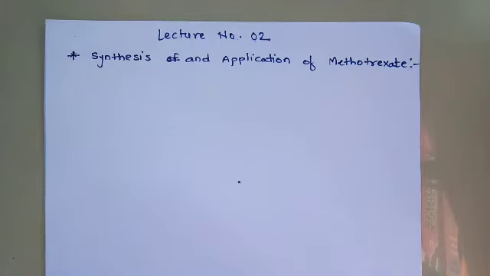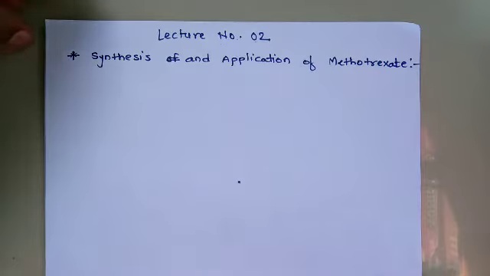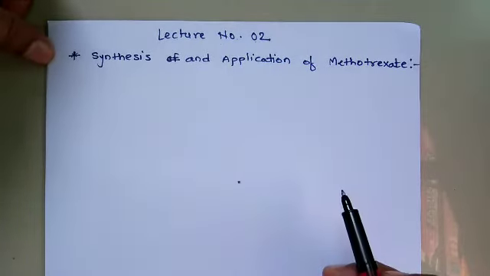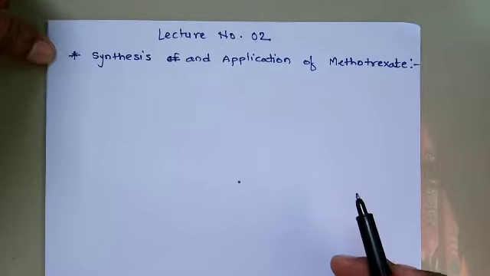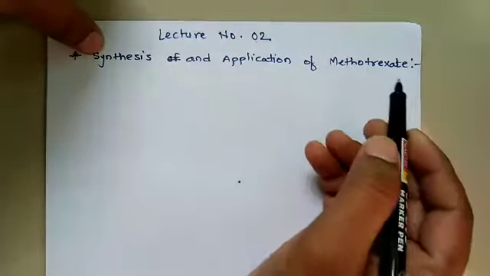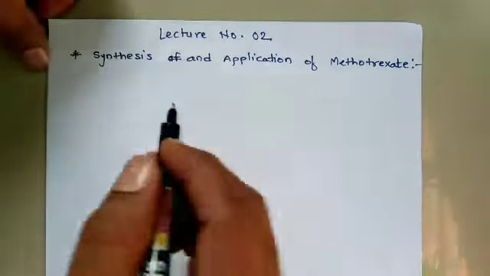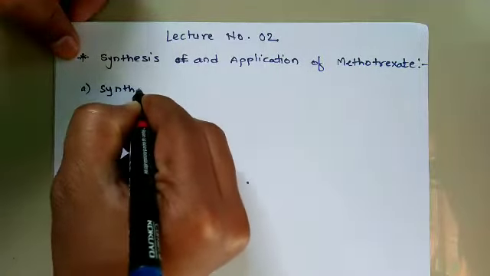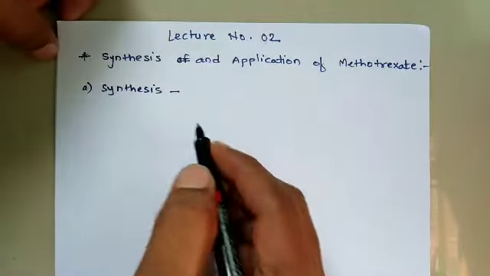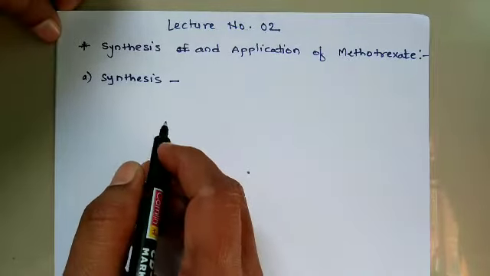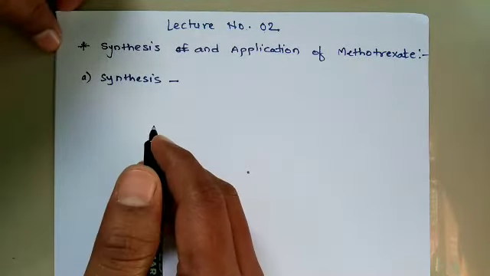Shirkesar is here. So today we are going to start lecture number 2 from paper 4 and unit number 2, that is drug discovery, design and synthesis. So let us start with synthesis and application of methotrexate. First we have to see synthesis and then application. In the synthesis of methotrexate, we require one reactant molecule, that is pyrimidine.